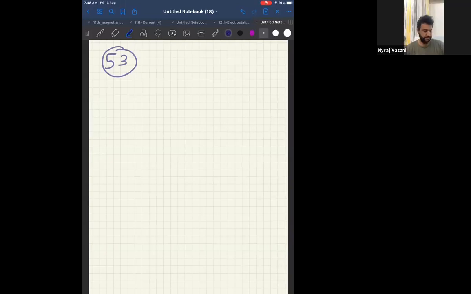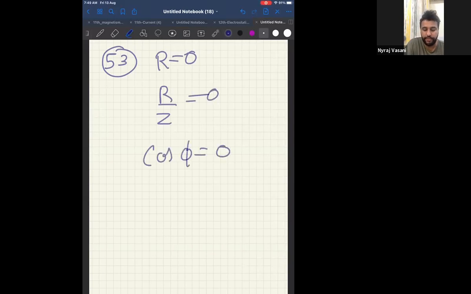We will do it. What will be the phase difference between virtual voltage and virtual current when the current in the circuit is wattless? Means I have to find cos phi, okay, means I have to find phi. Now, you know, when the current is wattless, R is equal to zero. If R is equal to zero, R by Z is equal to zero. That means cos phi is equal to zero, correct?